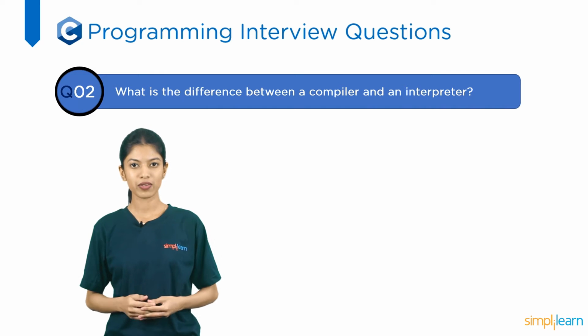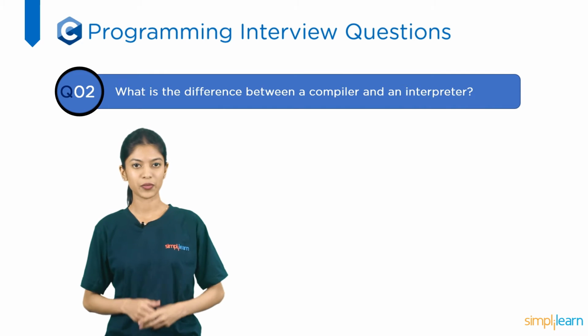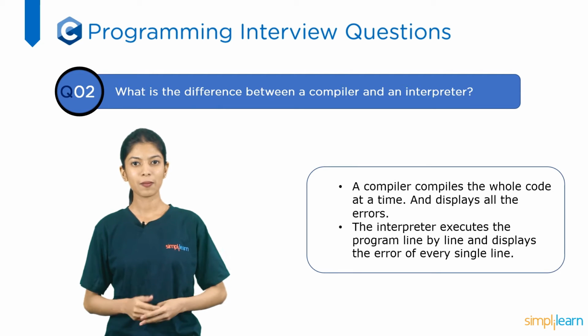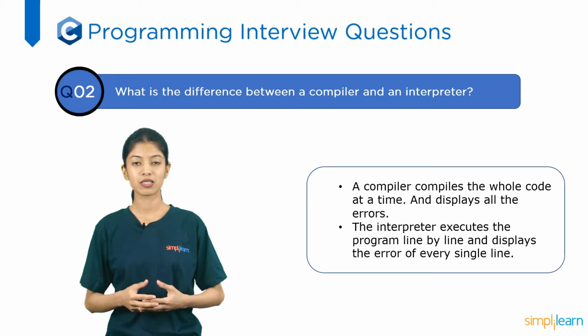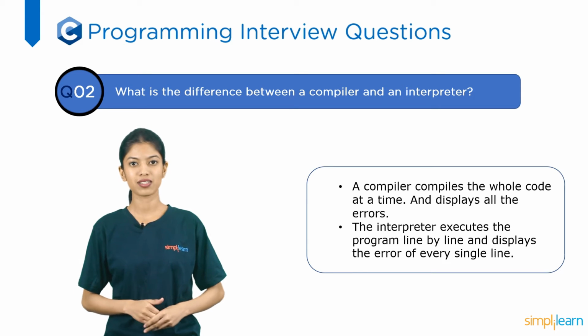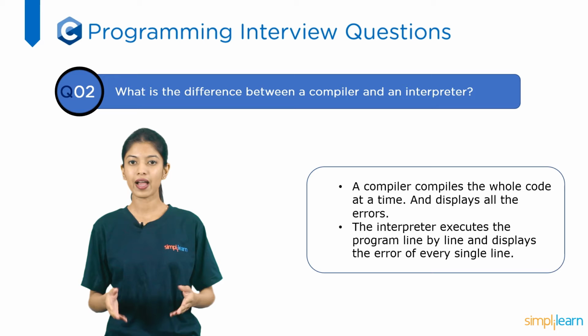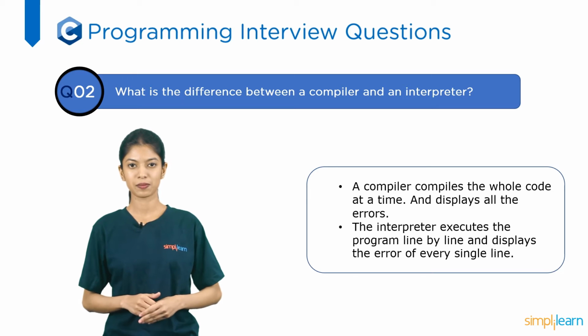What is the difference between a compiler and an interpreter? A compiler compiles the whole code at a time and displays all the errors, whereas the interpreter executes the program line by line and displays the error of every single line.